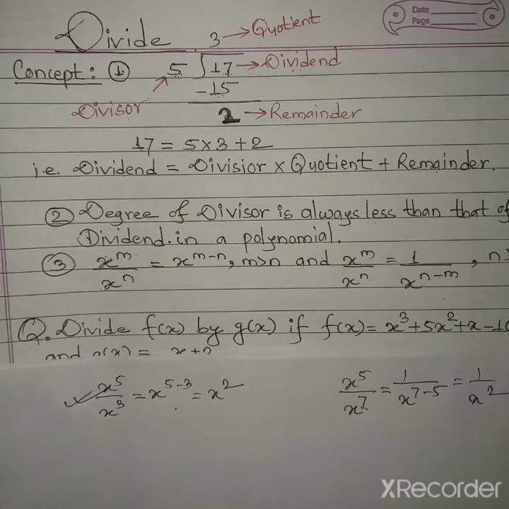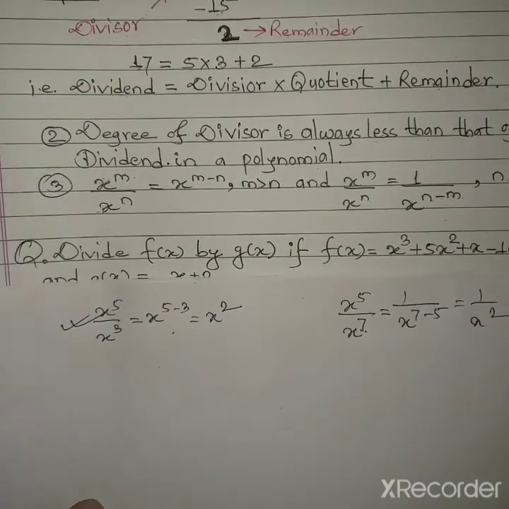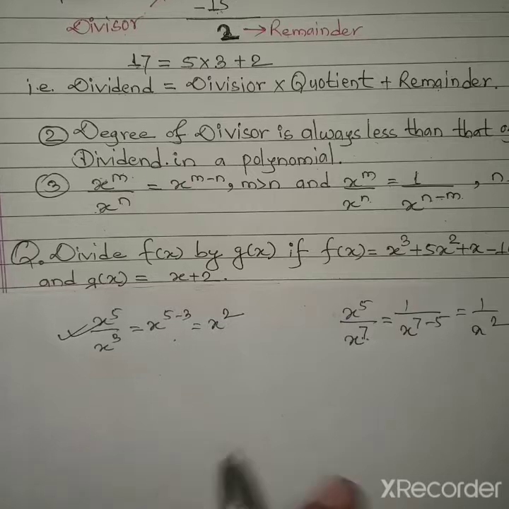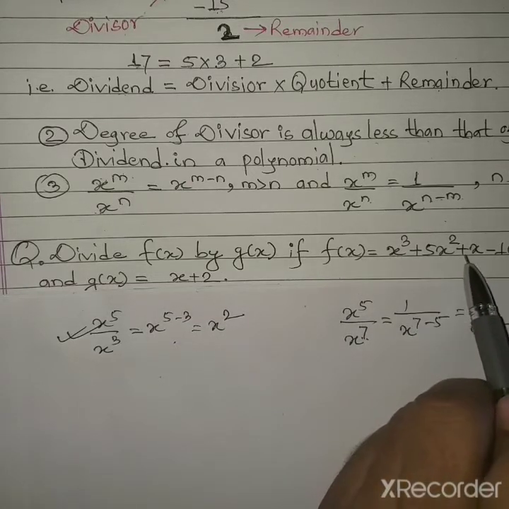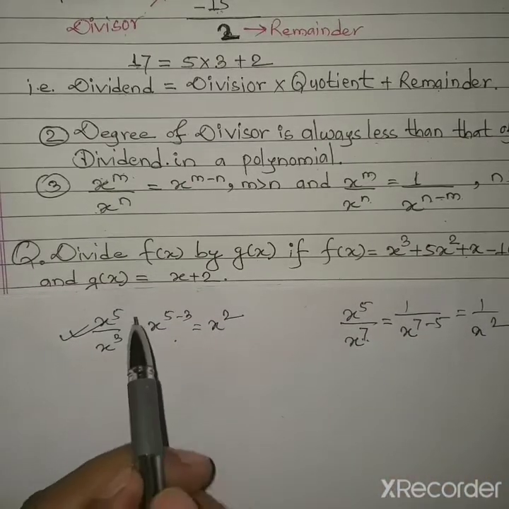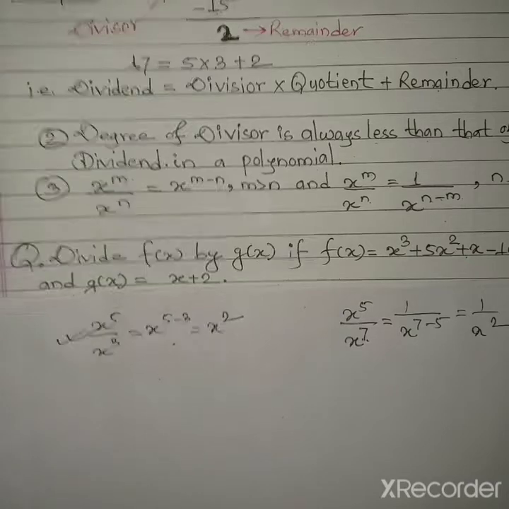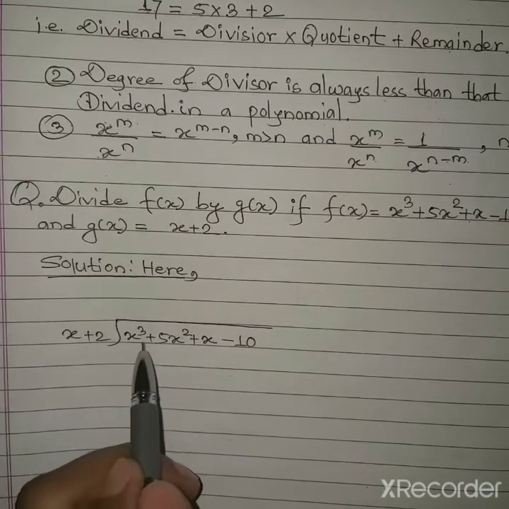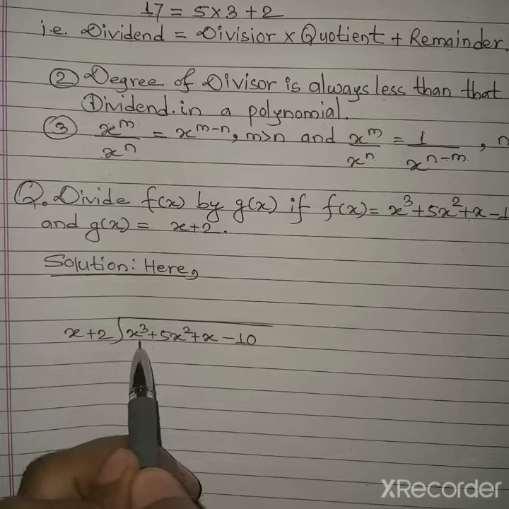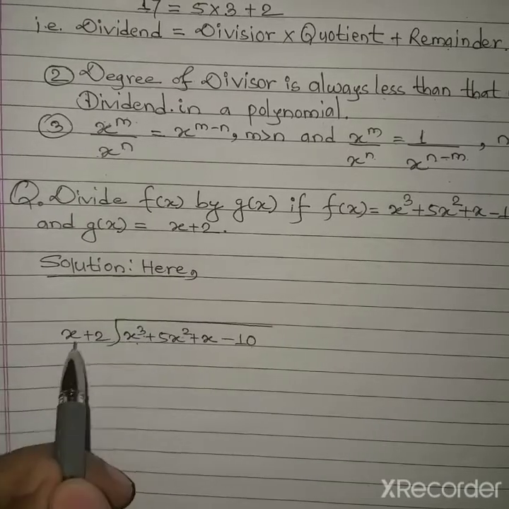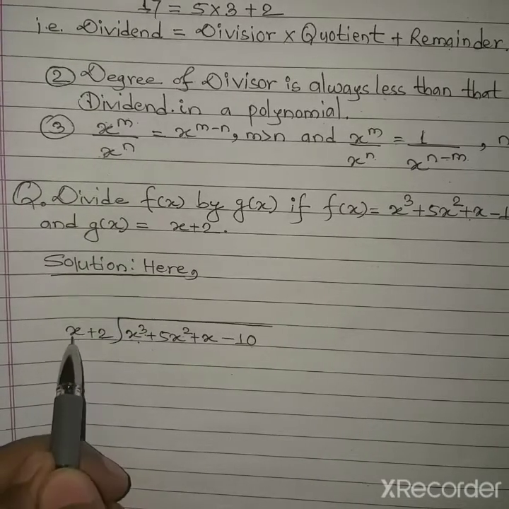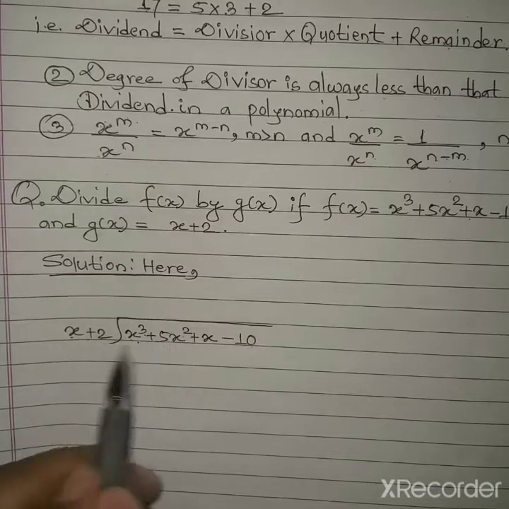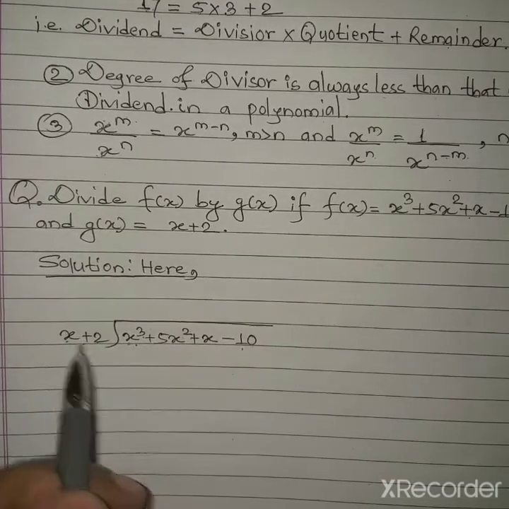Let's discuss a question. Divide f(x) by g(x) if f(x) equals x cube plus 5x square plus x minus 10 and g(x) is x plus 2. You can see here, this is the dividend and the degree of the dividend is 3, and this x plus 2 is the divisor, its degree is 1.